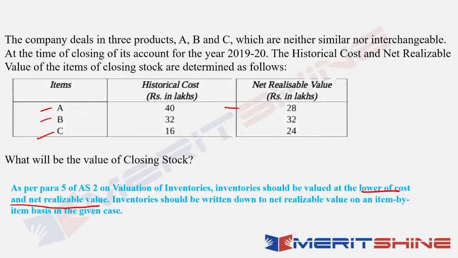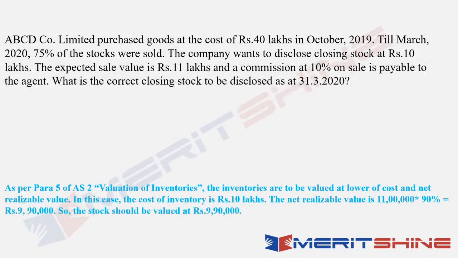So historical cost 40, net realizable value, whichever is less, 28. 32, 32, 32 does not matter. 16, 24, 16. So what is the cost here? Here 3, 2, 5, 6 and the total will be 1,776. I think all of you got that correct. I'm very happy. Right? 28, 32, 16. Again, that's taken directly from para 5 of AS2. I think I gave you the answer here directly.